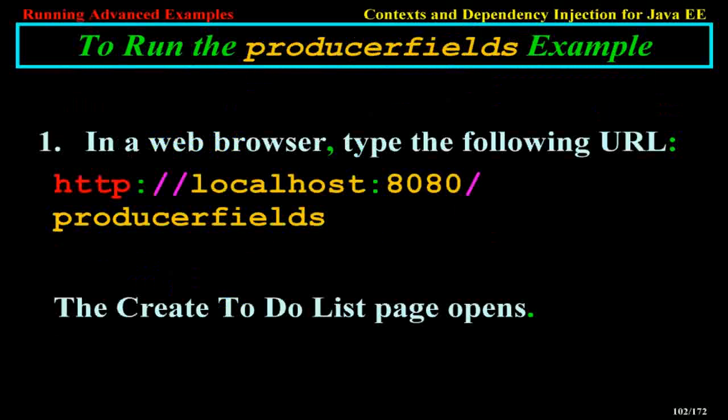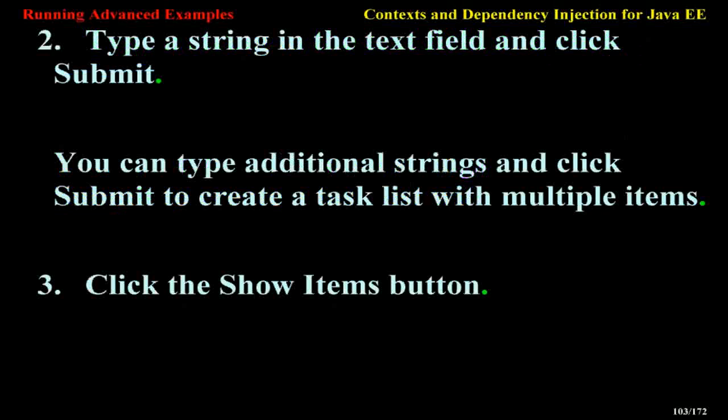In a web browser, type the following URL: http://localhost:8080/producerfields. The Create To-Do List page opens. Type a string in the text field and click Submit. You can type additional strings and click Submit to create a task list with multiple items.